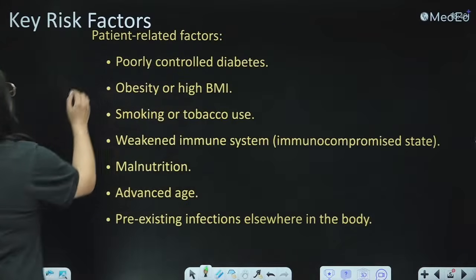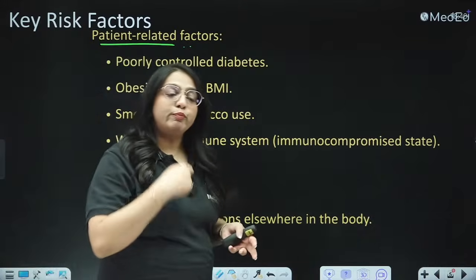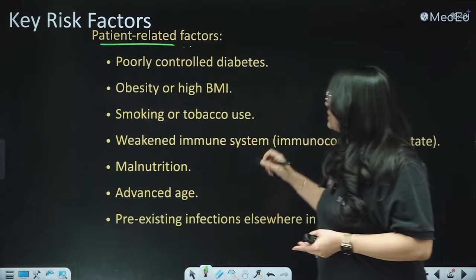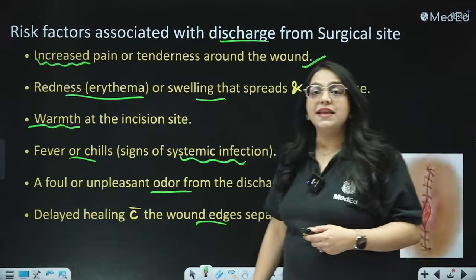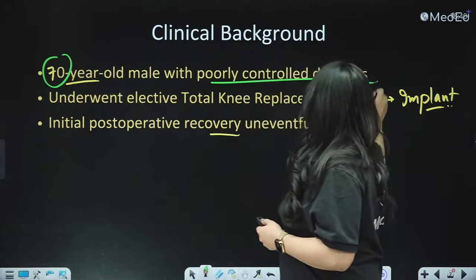What are the risk factors? There are mostly some patient related risk factors also. Some patients are more prone to getting infections at the surgical site as compared to other patients. Common ones are poorly controlled diabetes. So that was our case in the very beginning. He was already an old man who had poorly controlled diabetes.